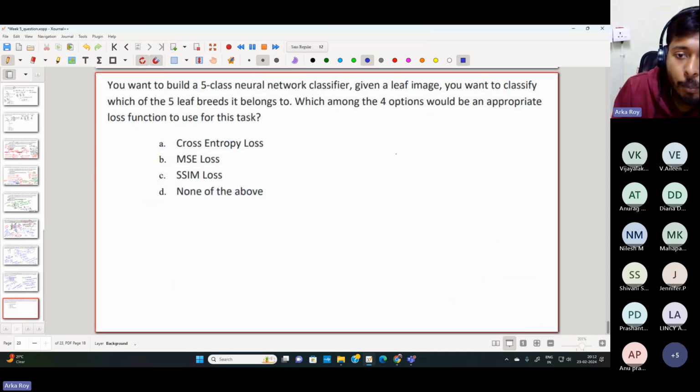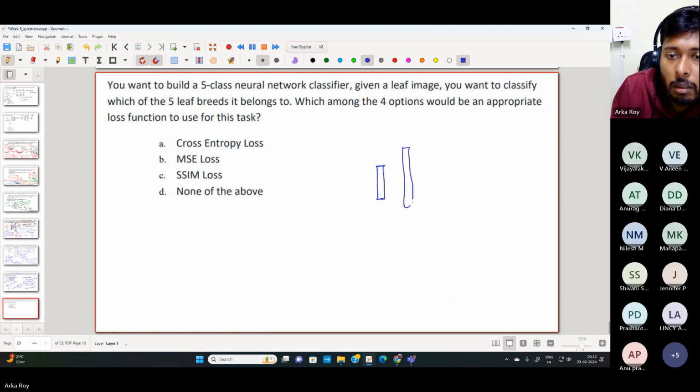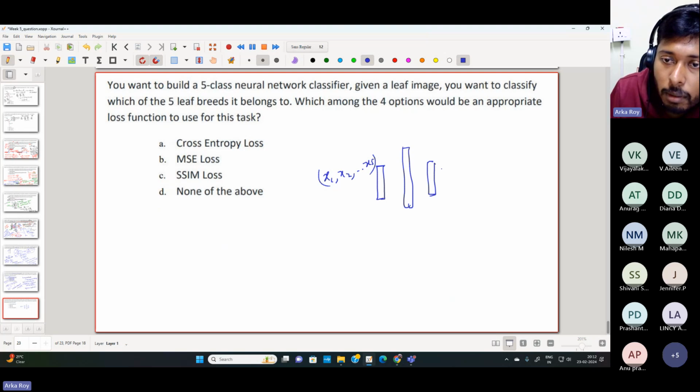So let's say you have a neural network. You are giving values x1, x2, dot x5. In case of, let's say, binary classification, your output will be either 0 or 1. That means either it belongs to class 0 or it belongs to class 1. That means you have to output two discrete values.